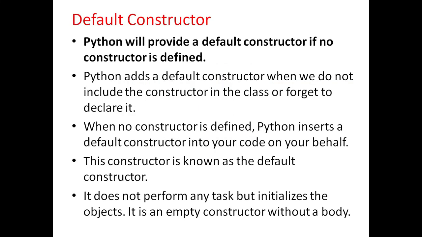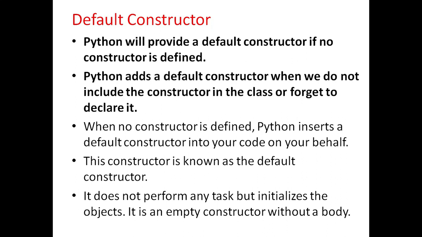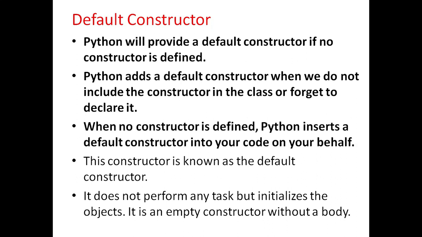Here we will see default constructor in Python. Python will provide a default constructor if no constructor is defined. It adds a default constructor when we do not include the constructor in the class or forgot to declare it. When no constructor is defined, Python inserts a default constructor into your code, which is known as default constructor.